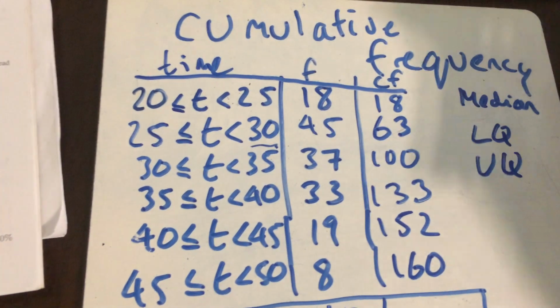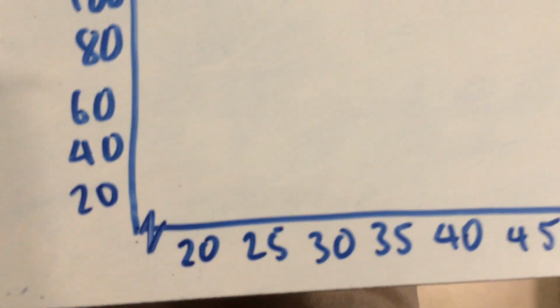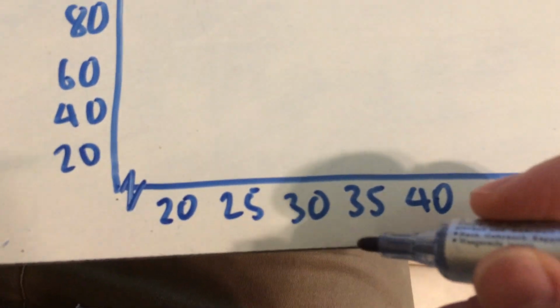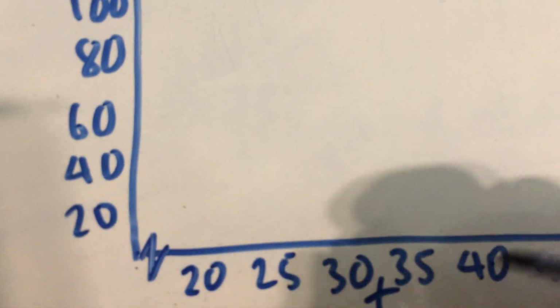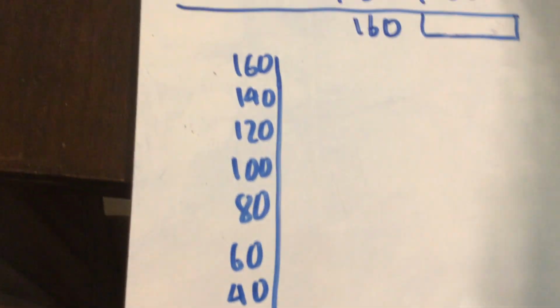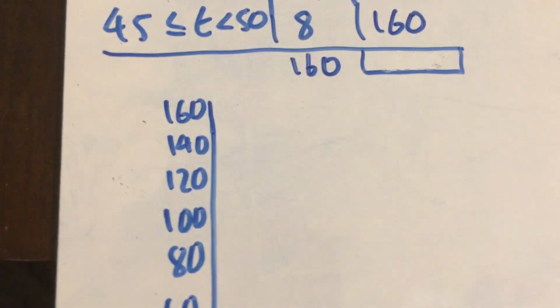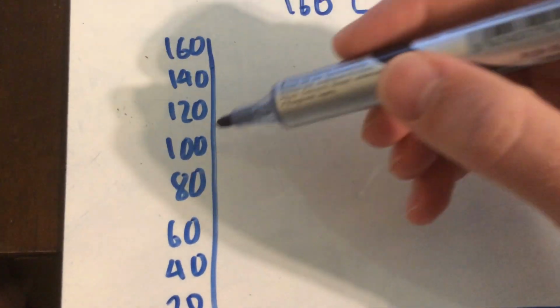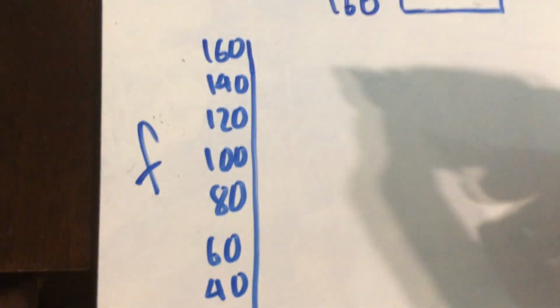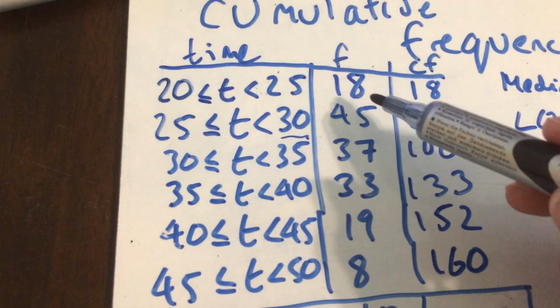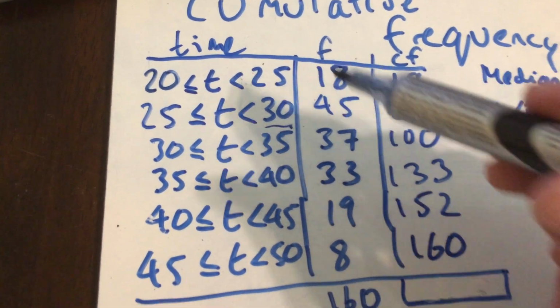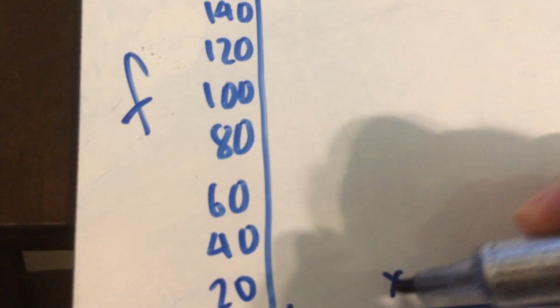So if we're going to plot that now, it's just a sketch, we'll have the time intervals here on the x-axis and the frequency up here on the y-axis. So the first point would be 18, and we plot it at the end of that interval. So at the end of 25, we had 18.